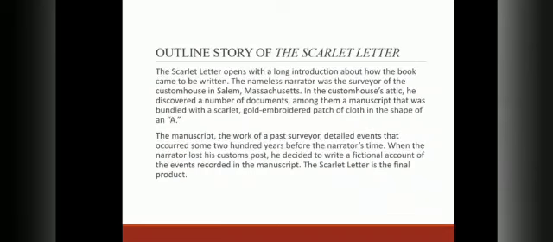The novel Scarlet Letter opens with a long introduction about how the book came to be written. The narrator is nameless, a surveyor of the custom house in Salem, Massachusetts. In the antique custom house, he discovers a number of documents. Among the manuscripts, there is also a bundle with a scarlet golden embroidered patch of cloth in the shape of an A.